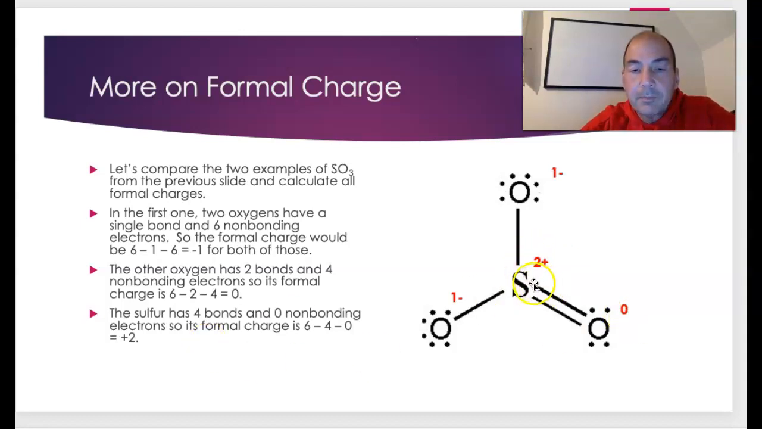Then we go to sulfur. We see that sulfur also has 6 valence electrons, and it's making 4 bonds, so 6 minus 4 minus 0, since there are no dots on it, is +2. Now, if we look at the whole thing, it does add up to 0, so it does make sense as a compound that it would be 0. But the fact that sulfur is +2 and each of these oxygens is -1 implies that the oxygens were stealing electrons from the sulfur, and the oxygen, while very electronegative, isn't really strong enough to steal electrons, so there's some question about that.